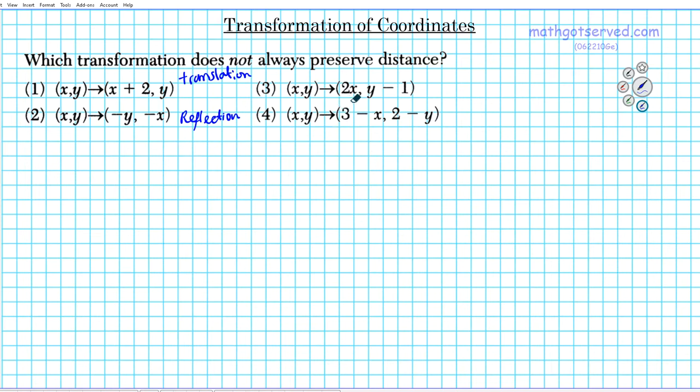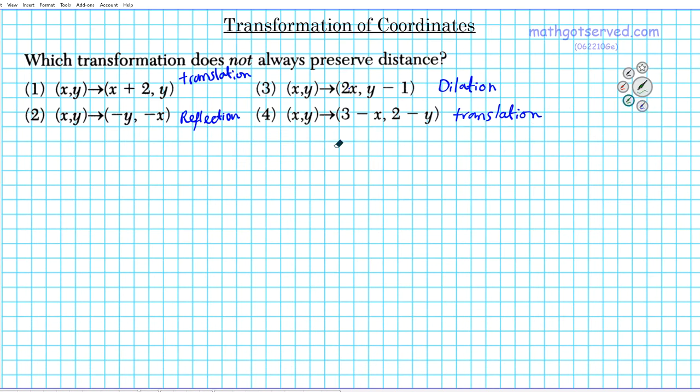And then if you take a look at 3, you notice that there's a multiplication operation happening here. Whenever you're multiplying or scaling one of the coordinates, guess what? That is known as a dilation. You're not just simply moving points, you're actually altering the size of the distance between the 2 points. And then lastly, you just have 3 minus x and 2 minus y. If you combine these two, the negation of the sign and this constant that you're adding on, what you're literally doing in this example is shifting the points around. This is also another translation situation. All right. So if we take a look at these 4 examples, which one does not preserve distance?